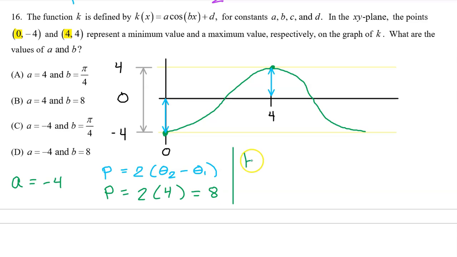Now we know that the b value will always be 2 pi divided by the period. So 2 pi over 8. This reduces down to pi over 4. Answer C is the one with an a value of negative 4 and a b value of pi over 4.